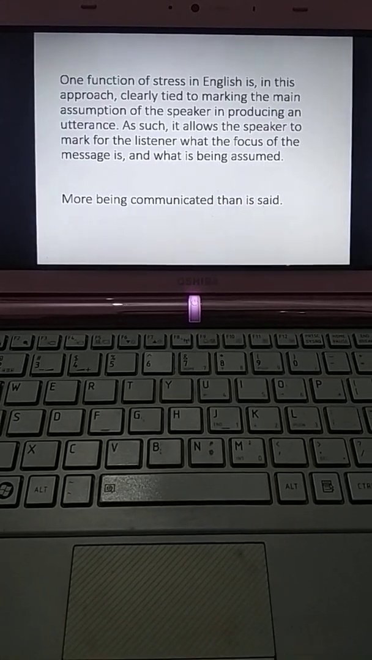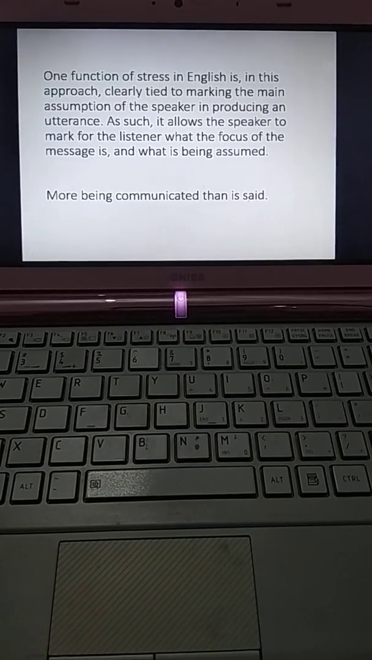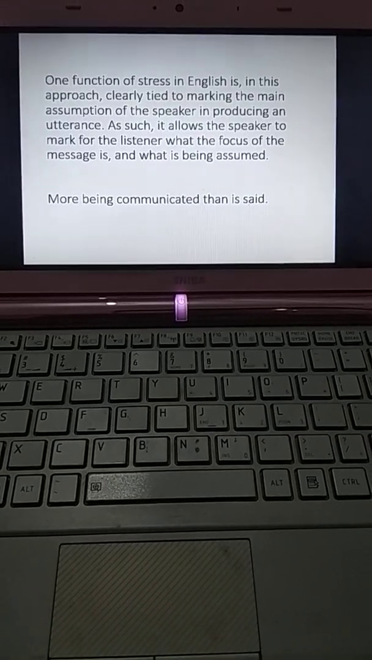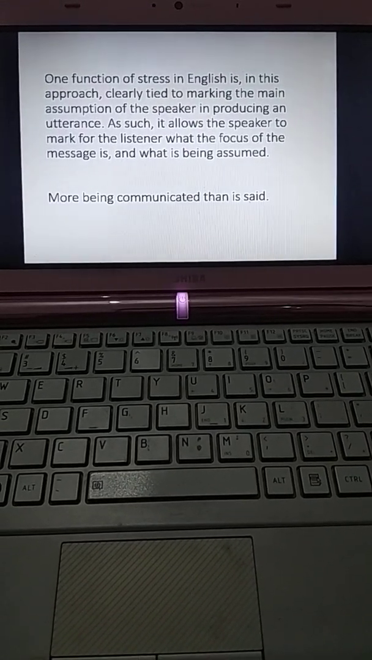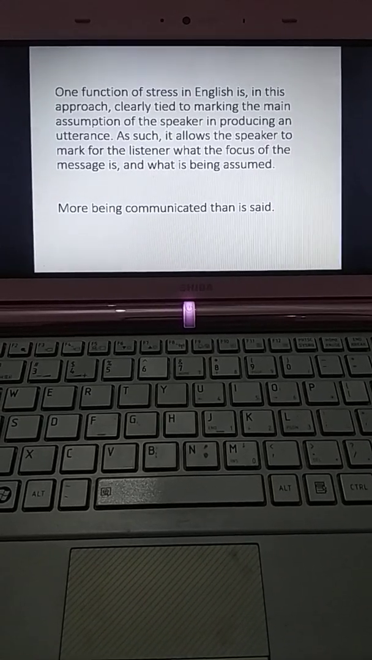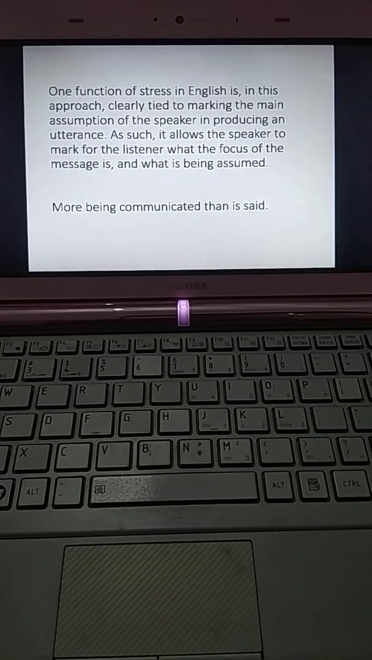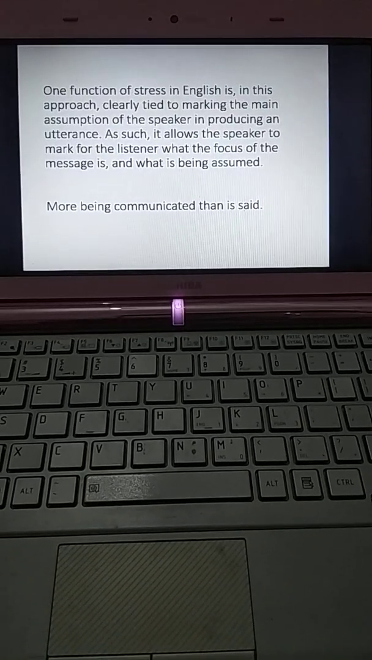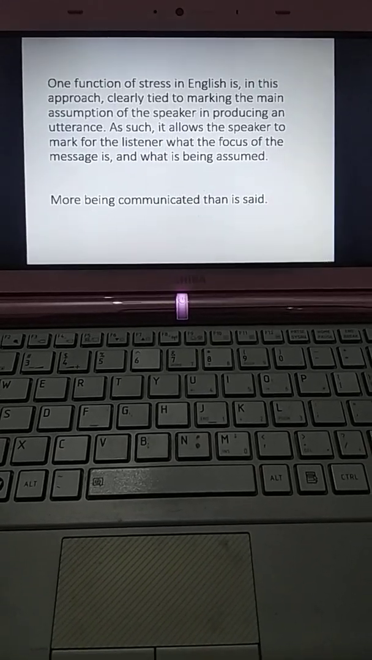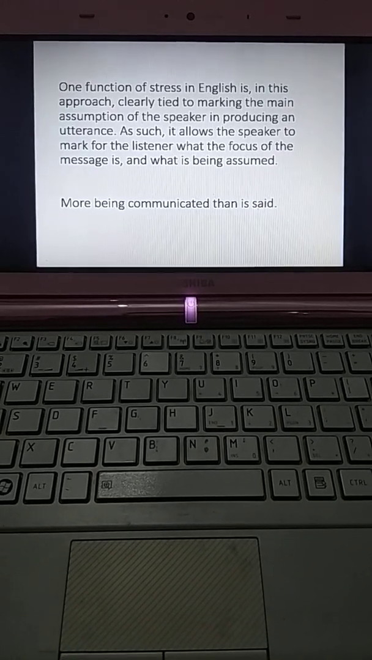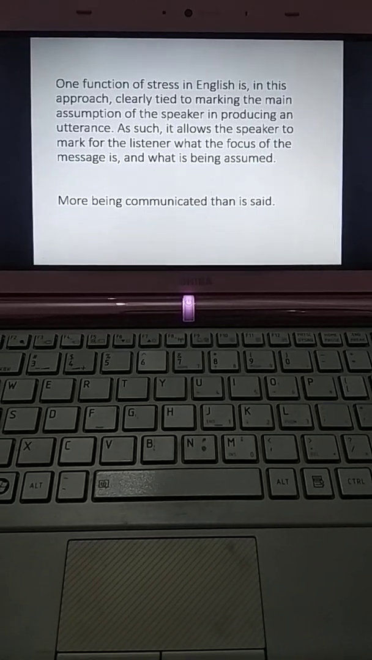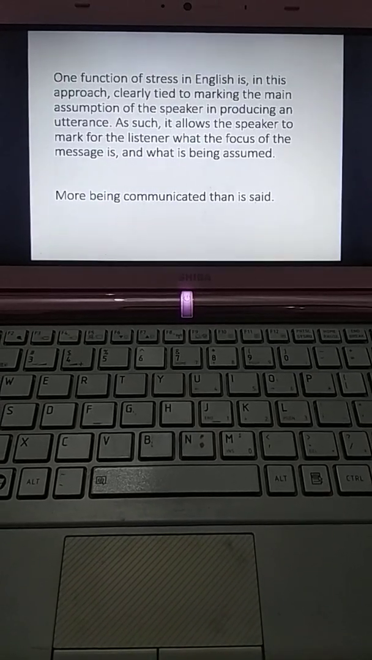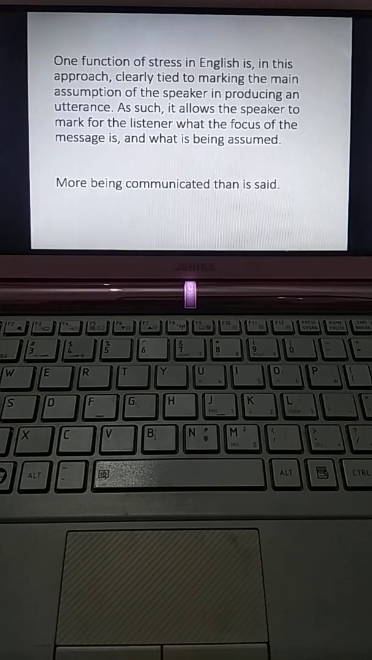For the last section, one function of stress in English is, in this approach, clearly tied to making the main assumption of the speaker in producing an utterance. As such, it allows the speaker to mark for the listener what the focus of the message is and what is being assumed, more being communicated than is said.